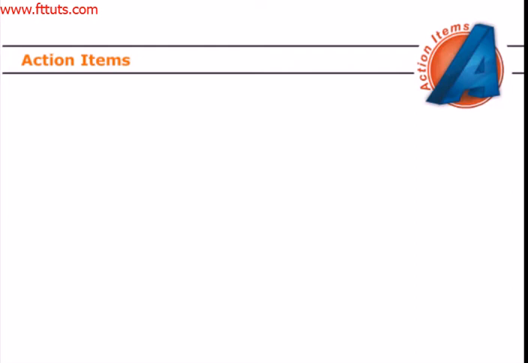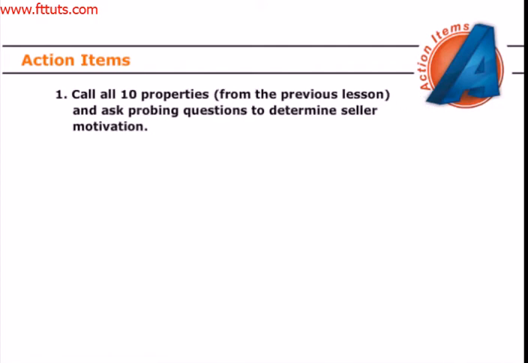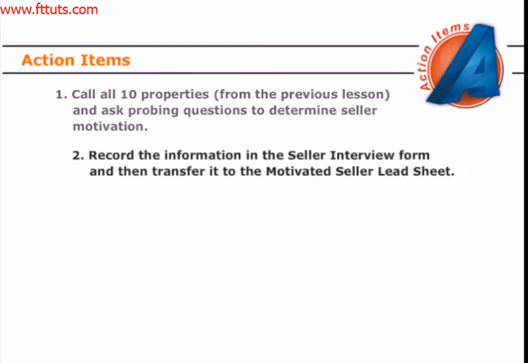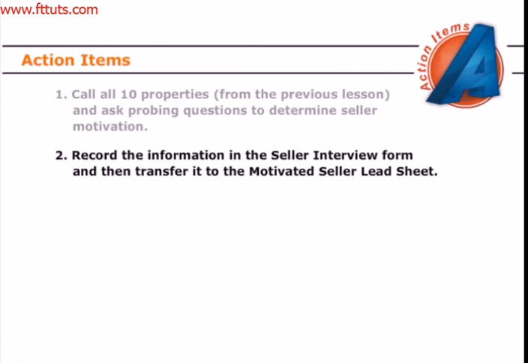To become comfortable with these steps, you should complete the following action items this week. 1. Call the sellers of the 10 properties you identified in the previous lesson and ask the probing questions we discussed to determine seller motivation. Remember, we need highly motivated sellers, not convenience sellers. 2. Use the seller interview form in your workbook to make a record of your conversations. Then transfer the information to the motivated seller lead sheet.